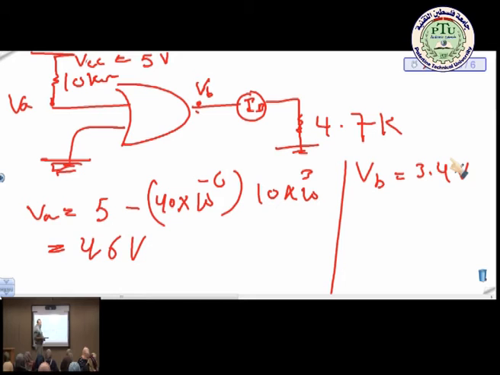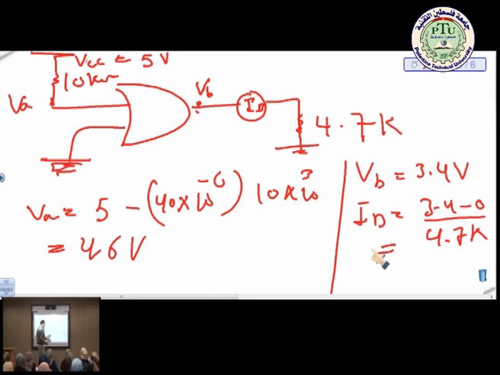Of course the IB is just 3.4 minus 0, right? So it's connected to 0 through 4.7K. And that is equal to 723 micro ampere. What does this tell us about the situation? The data sheet says it can handle up to 800 micro. We are about to get into 800 micro, but still we are below 800. So what it tells us is this circuit will work fine. We will not burn it, we're not going to kill it, right?